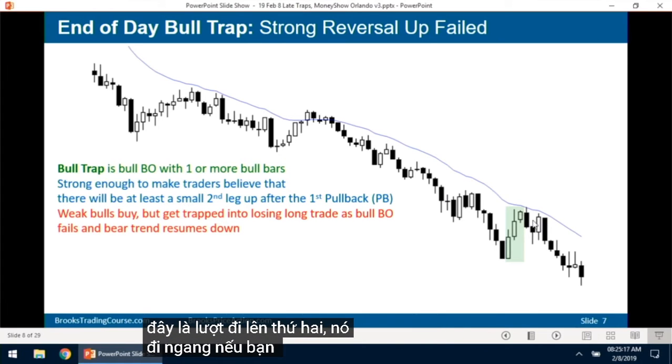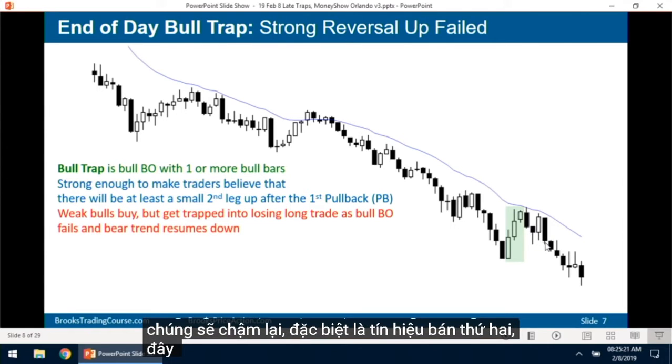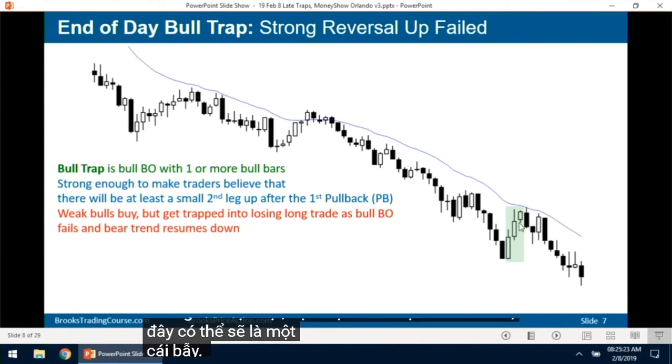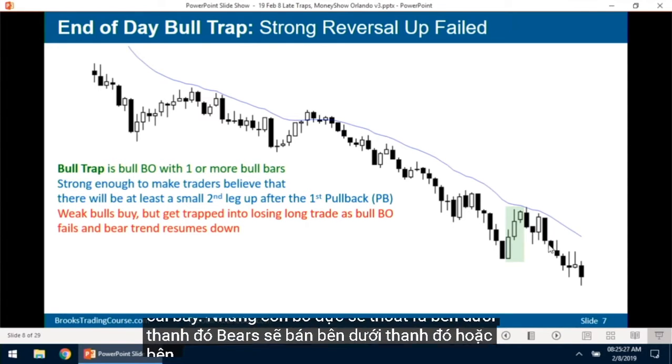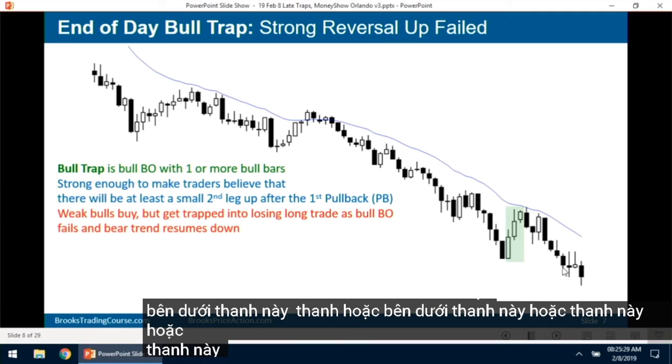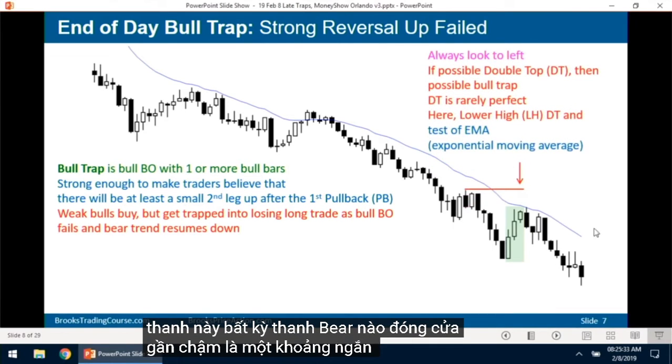It was sideways. If you get a bear bar closing near its low, especially a second sell signal, this is probably going to be a trap. The bulls will get out below that bar, bears will sell below that bar, or below this bar, or this bar. Any bear bar closing near its low is a reasonable short.